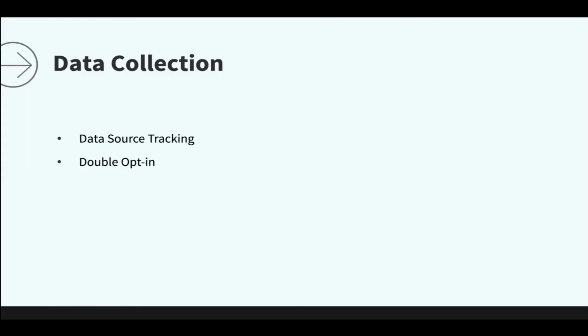The data source tracking in Zoho CRM will help you keep track of your customers' information, the data which is submitted from website visitors, or the source via which the data is generated in your Zoho CRM. We have a double opt-in, which will help you to validate the data by the customer before it gets added into your Zoho CRM.